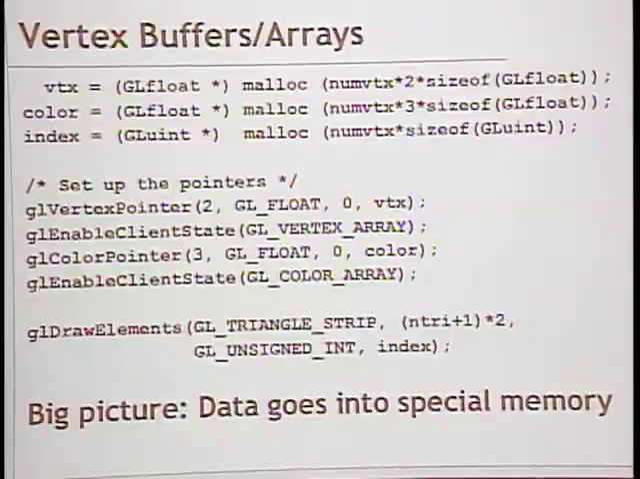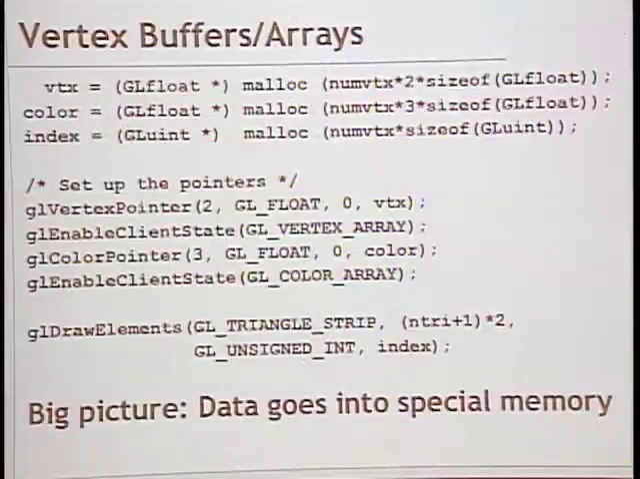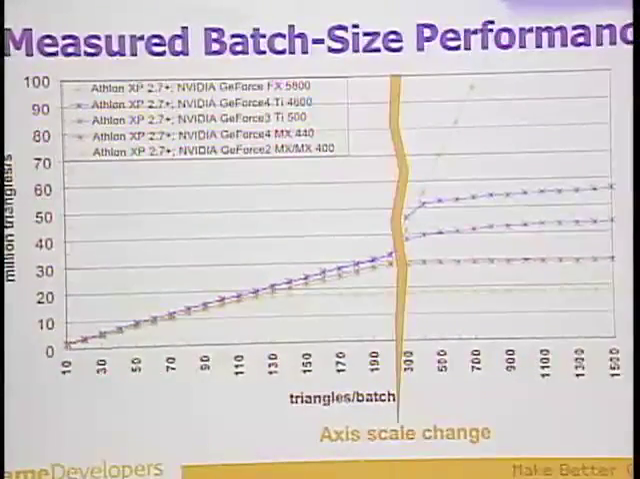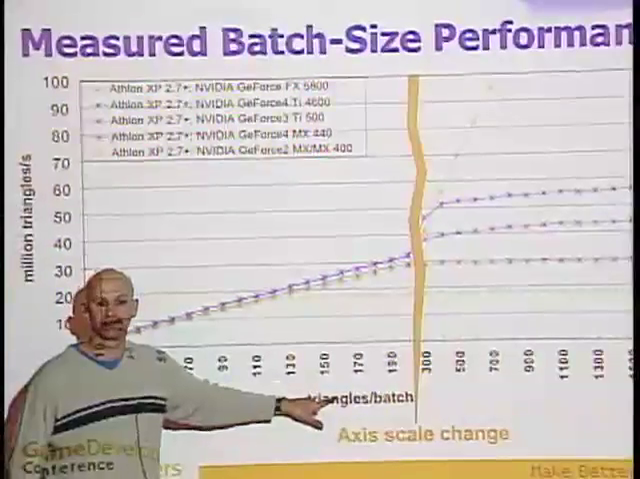Every time we say, basically, draw, we're going to call that a batch. This is a batch of elements that we are rendering. And this is a few years old right now. NVIDIA presented this at the Game Developers Conference, but they're showing batch size performance as a function of the number of triangles per batch.